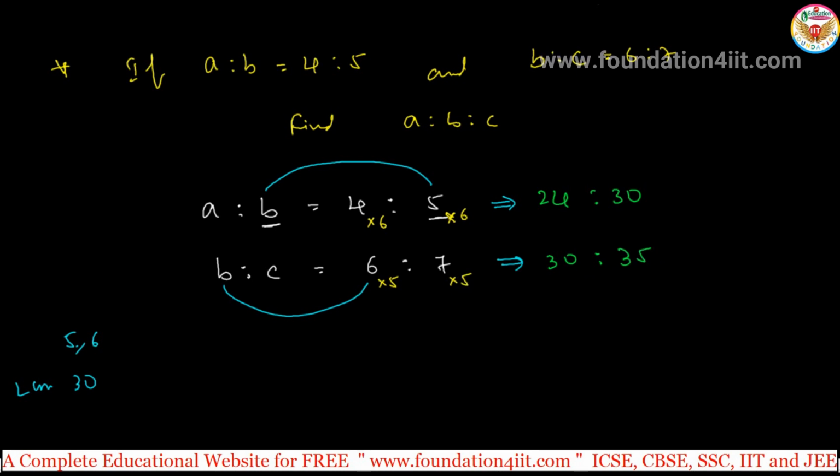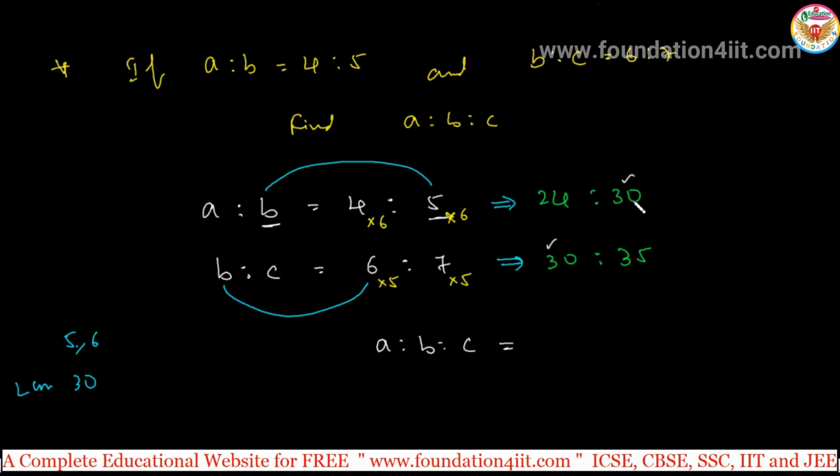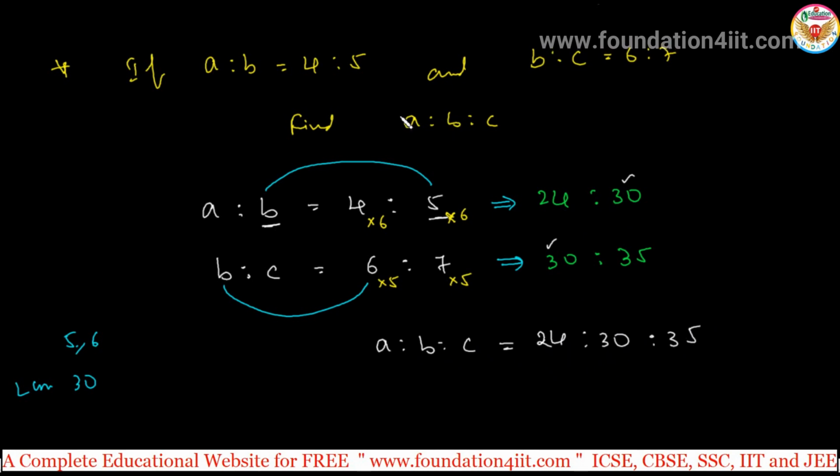Now if you notice, the B values are the same. Then you can write A is to B is to C. After finding 24 is to 30, the B value is matching here and here, then C is 35. So 24 is to 30 is to 35 is the A is to B is to C value. Okay, so this is the method you can apply.